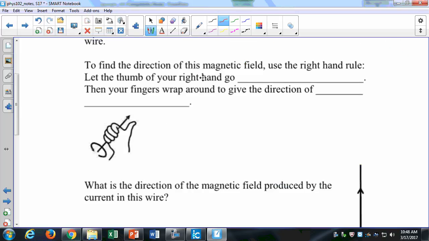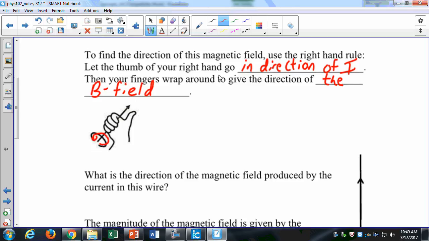To find the direction of this magnetic field, we'll use the right-hand rule. We let the thumb of your right hand go in the direction of the current. Then your fingers wrap around to give the direction of the magnetic field. It's a circularly symmetric field, so our fingers wrap around to give it, and it looks like this. If I have a current going in this direction, I let my thumb go in the direction of the current, and my fingers wrap around. And so the magnetic field, like it's drawn here, will go around like that.